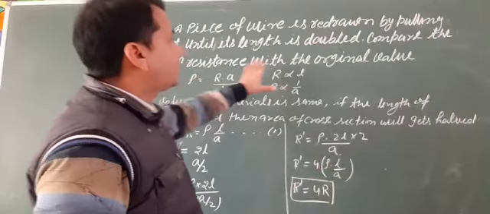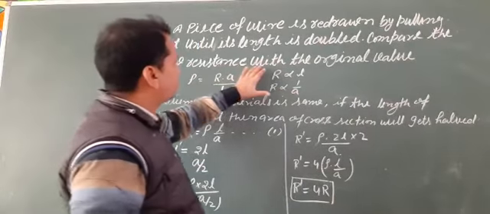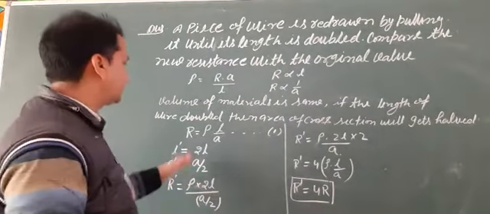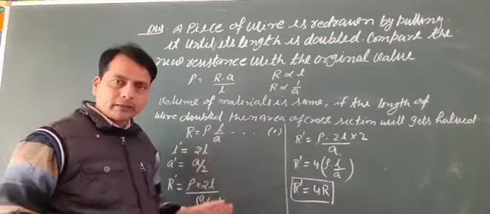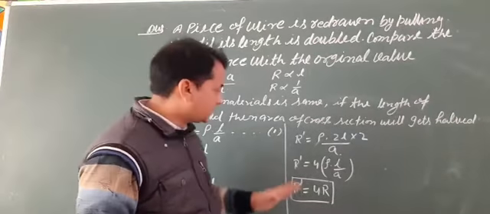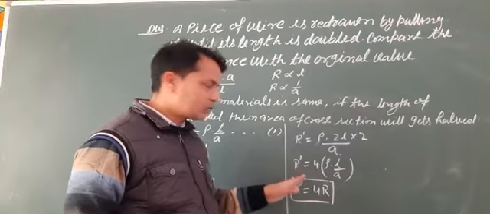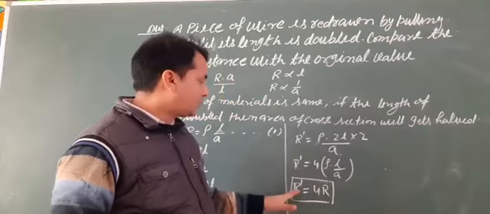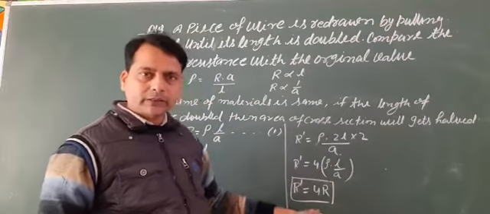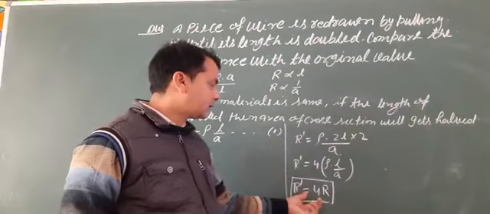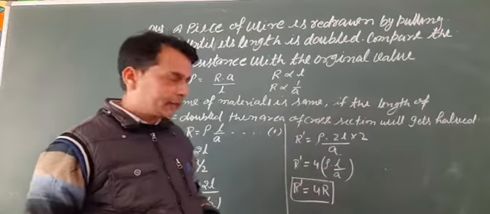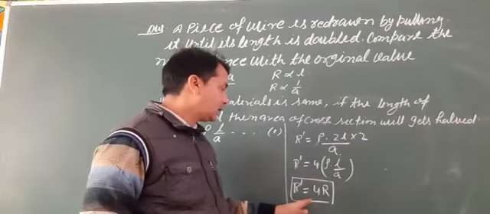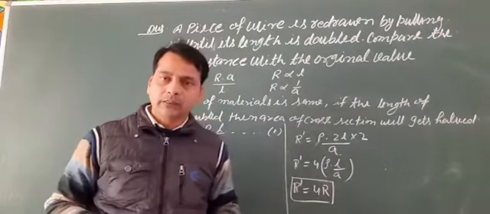In this question, compare the new resistance with the original value. The original resistance is ρ into L by A, and suppose the new resistance is R dash. The relation between the original resistance and the new resistance is that the new resistance is 4 times the original resistance. So in this question, the new resistance will be 4 times the original resistance.